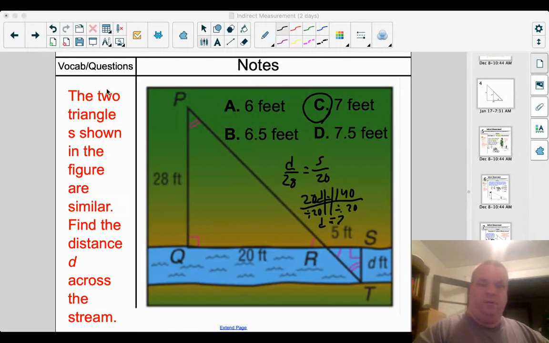All right, welcome back. Hopefully you got 7 for your answer. It's 7 feet across. Again, using these proportions, D corresponds to 28, sorry, 5 corresponds to 20. You might notice this is 4 times bigger than this, so a fourth of this would be 7. Or you could solve it out like this.